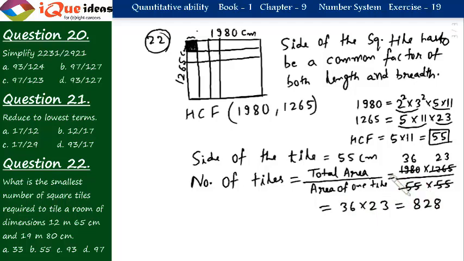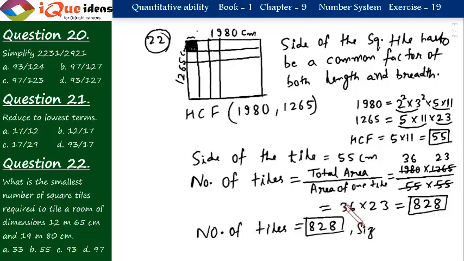Now this is 36 into 23 is equal to 720 plus 108. It is 828 tiles required. Now read the question carefully. If it is asking the number of tiles, it would be equal to 828. And if it is asking the size of tiles, then it is 55 centimeter wide and 55 centimeter length.